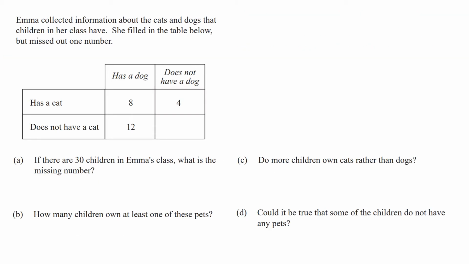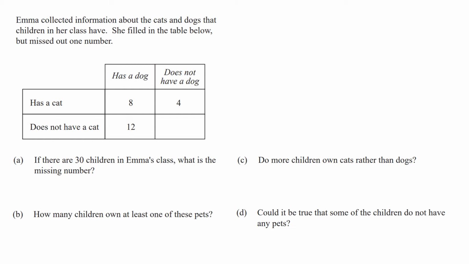So something that we quite often solve in statistics are two-way tables, and we have to use logic to solve two-way tables. So we've got a table here, and it tells us that Emma collected information about the cats and dogs that children in her class have. She filled in the table below, but missed out one number. And then question A, if there are 30 children in Emma's class, what is the missing number?